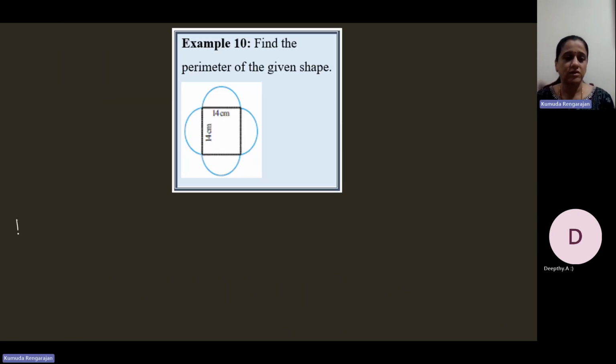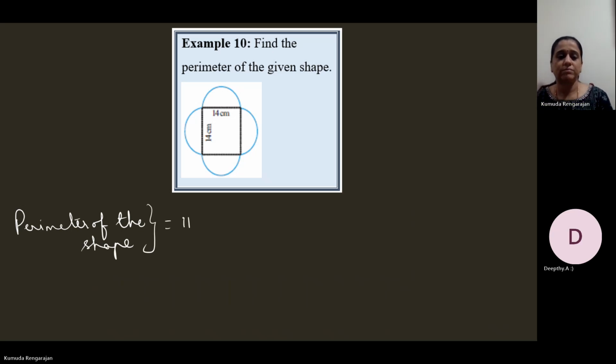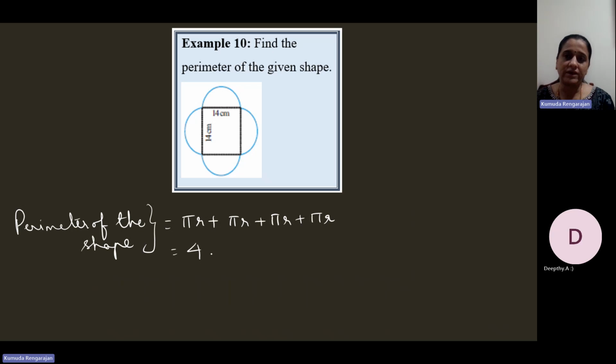So how do you answer this? Perimeter of the shape is equal to pi r plus pi r plus pi r. That is 4 times pi r, correct? 4 times pi r. Repeated addition is multiplication. So 5 plus 5 plus 5 plus 5 is 4 times 5. So 4 times pi r.